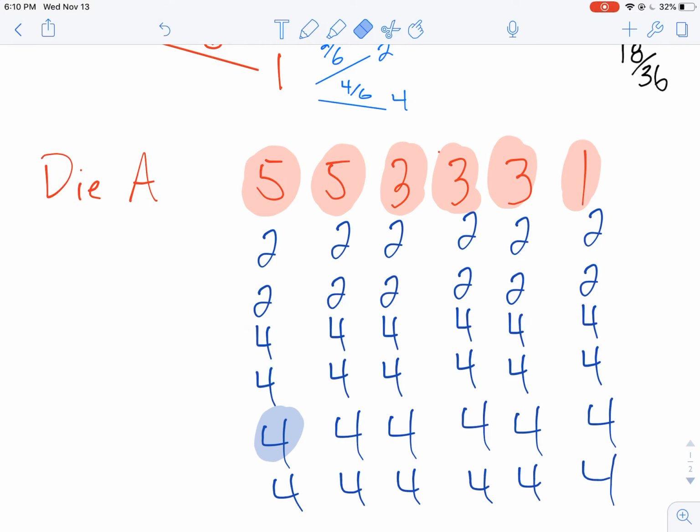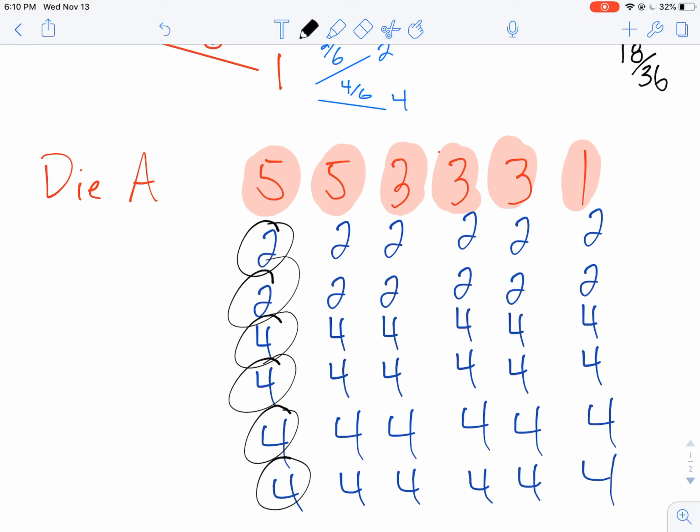So what I can do then is count out all the times that die A wins. If die A rolls a 5, die B gets a 2, die A wins. Same thing here. Same thing here. These are all numbers that are less than 5, which means die A would win. Guess what? The same thing's going to happen over here.